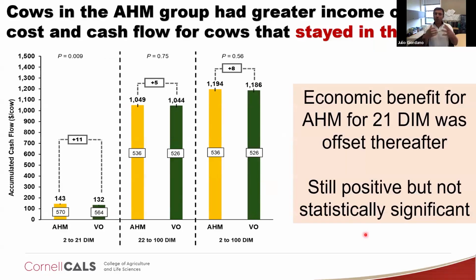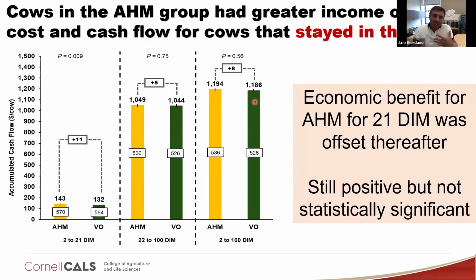And when you put it all together for cows that stayed in the herd, and we have to make that separation because of the effect that cows that stay versus cows that leave have on profitability, and I'm happy to discuss that later, there was a benefit of $11 for the first 21 days in milk in favor of the automated group. However, even though numerically it was always in favor of the automated group, there were no statistically significant differences afterwards or for the first 100 days in milk.